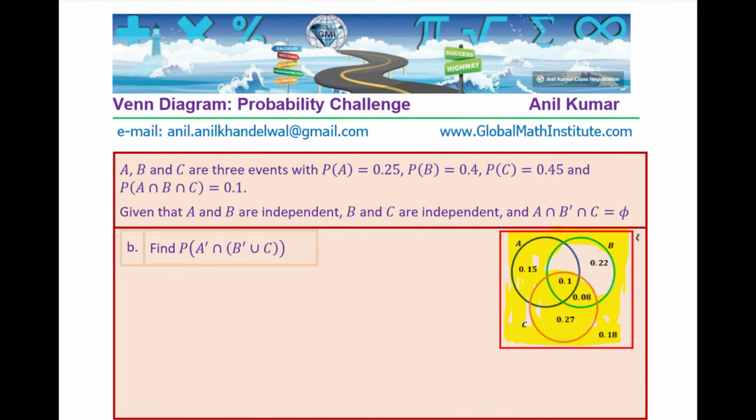So I've shaded the portion as you can see, correct? And now we want to do intersection with not A. So intersection with not A really means what? Not A means outside A, right? So not A. You see that. So that is the result.